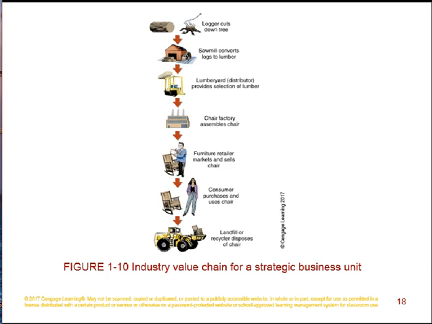Then you have a furniture retailer that buys the chairs and then markets them. Then you have a consumer that purchases and uses the chair. And then you have a landfill or recycler that disposes of the chair after its useful life. So this is an industry value chain where you've got a series of organizations cooperating in the general market to provide value to each other in a chain of value, and of course many chains of value. This is just one path from the logger to the consumer of a chair.